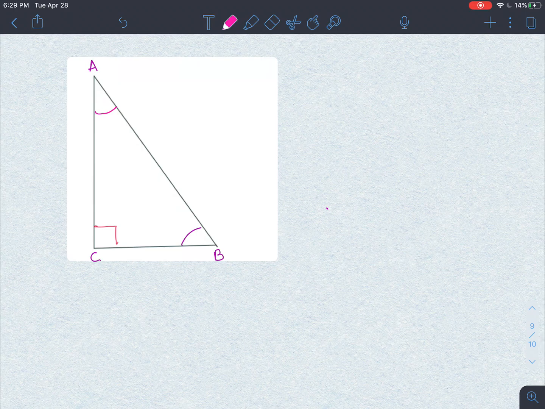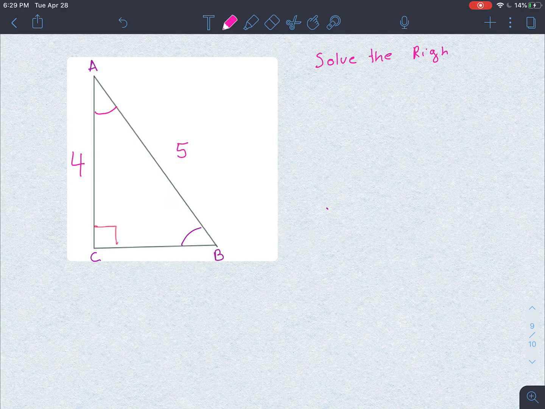Hello, today we're going to solve this right triangle, and we're going to be given two sides. So the first side will have the hypotenuse is 5, and we'll have this side over here. We'll let that be 4. So we want to solve the right triangle.